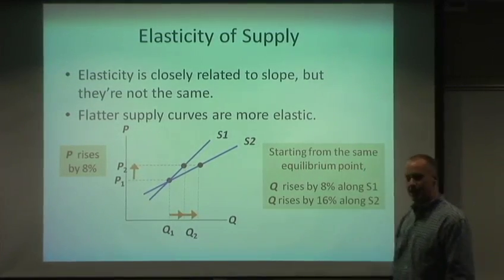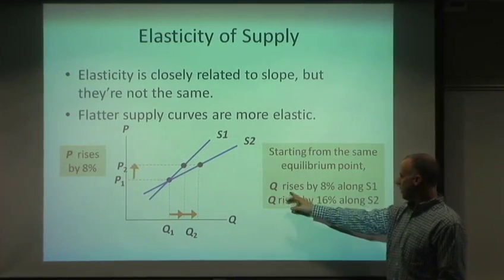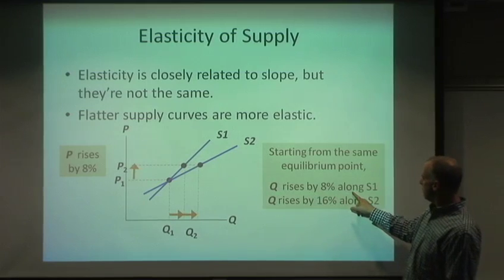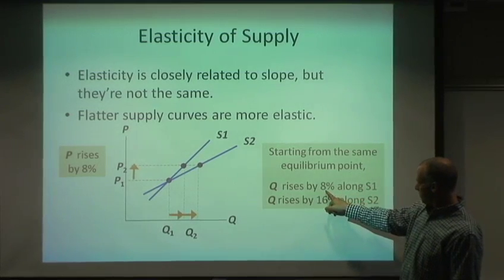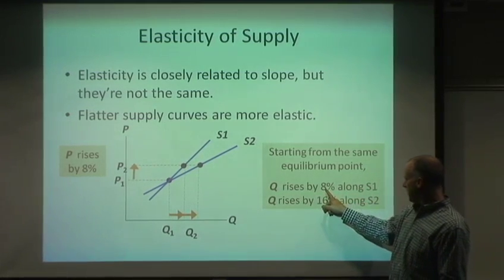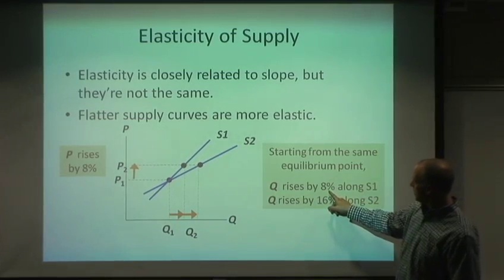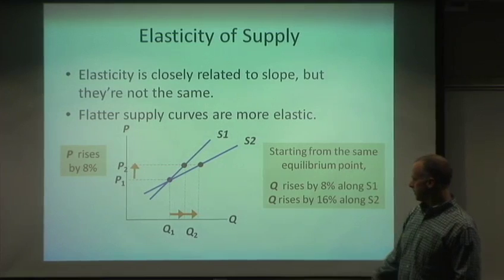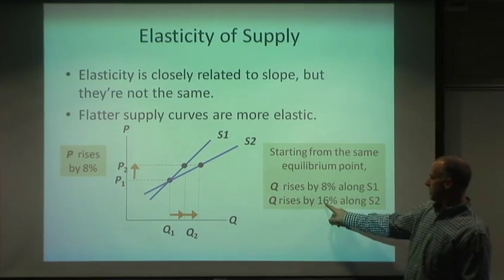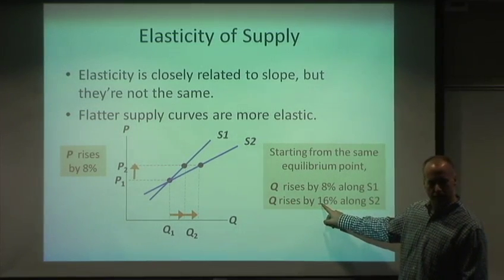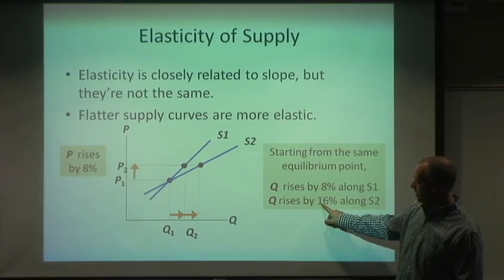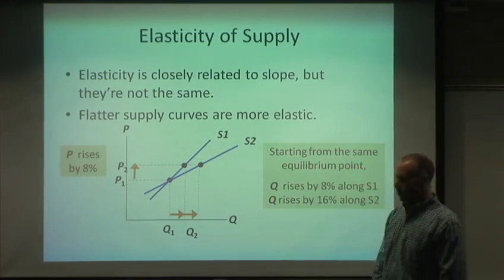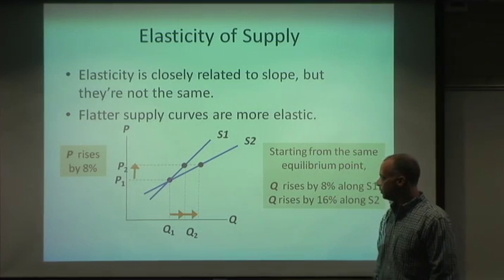So starting from the same equilibrium, when our price rises by 8%, along the first supply curve, the quantity supplied rises by 8% as well. This would give an elasticity along here equal to 1. In the second case, the quantity goes up by 16% due to the same 8% increase in price. So from here to here, along supply curve 2, we would have an elasticity equal to 2.